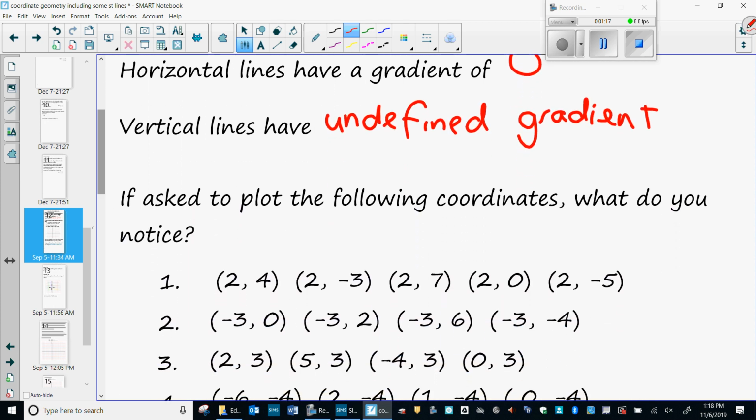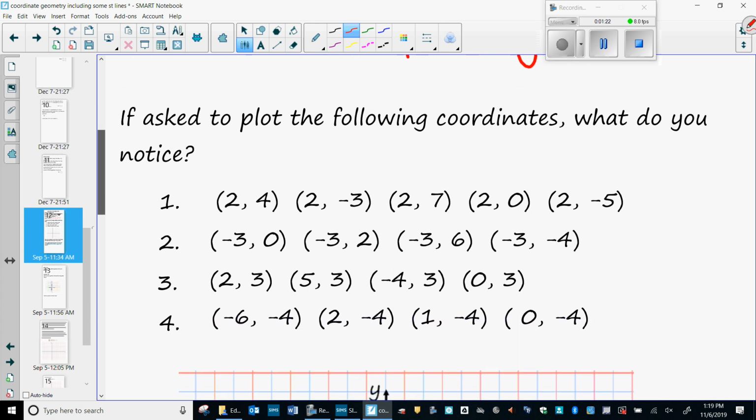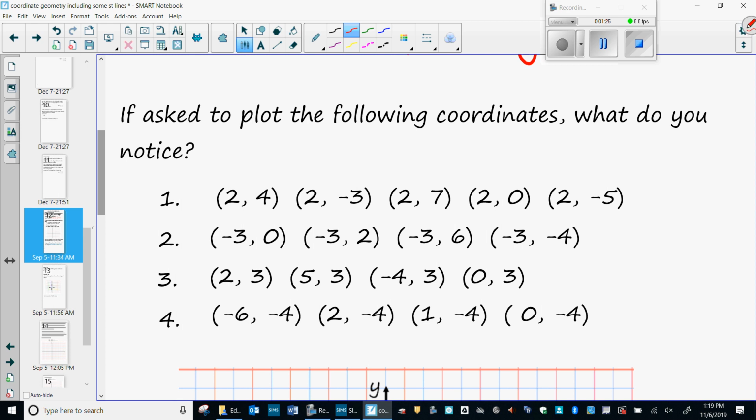Now, if I was to plot the following coordinates, let's try it, shall we? Can we plot these 5 coordinates and join them up in one colour? And then plot these 4 coordinates, join them up in a different colour, and so on and so forth. So we have 4 different coloured lines. Remember alphabetical order, X before Y.